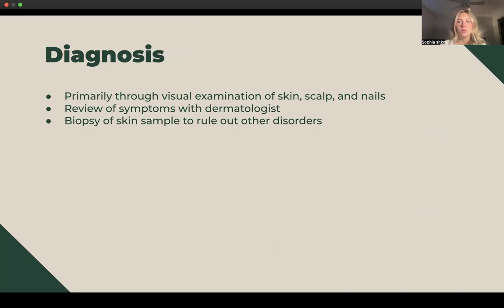Dermatologists will usually diagnose a person with psoriasis through visual examination of the skin, scalp, and nails. And the dermatologist will review your symptoms with you. And sometimes if it's hard to tell if it's psoriasis, such as if it looks similar to eczema or another skin condition, the dermatologist will perform a biopsy and look at the skin sample under a microscope to rule out other disorders.